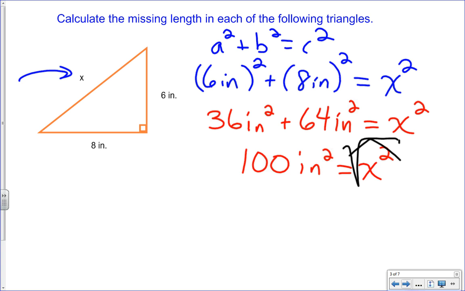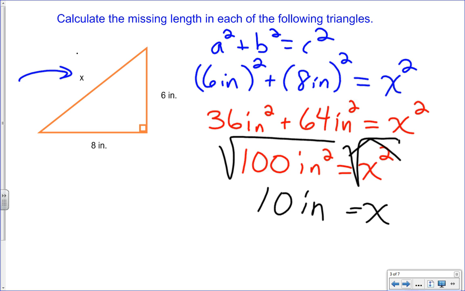It kind of cancels them out. And so I get an X. But if I take the square root of that side, I have to also take the square root of this side. So I'm going to take the square root of 100, and I'm going to take the square root of inches squared. So in other words, what can I multiply by itself to get 100? 10. And what can I multiply by itself to get inches squared? Inches. Okay? So is that logical that this would be 10 inches?